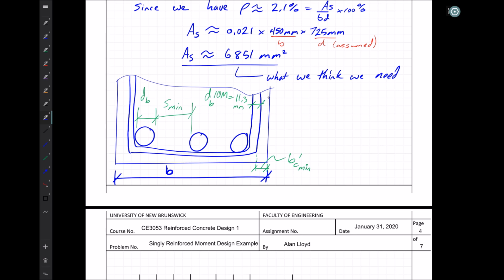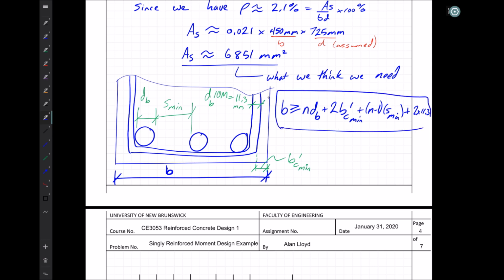Adding it all up together, I can say that B, the width of the concrete section, has to be greater or equal to the sum of all the components that are going inside of it. N times our bar diameters plus 2 times BC prime minimum plus n minus 1 times the value of S minimum plus 2 times 11.3, which is our stirrups.